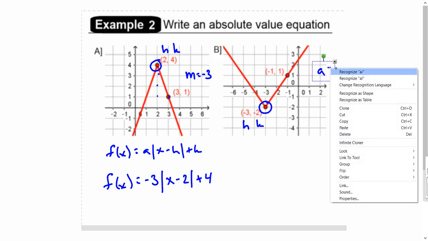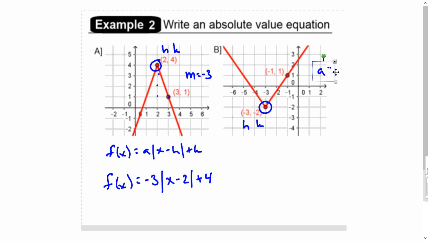So a in this case, I know is going to be positive. And I know it's going to be positive because it's opening up. So it opens up, whereas this one opened down. Because it's opening up, I know that the value of a is going to be positive. So I went up 1, 2, 3, and I went to the right 1, 2. So that's going to be 3 halves. So my slope is 3 halves, and that's the same thing as my value of a.